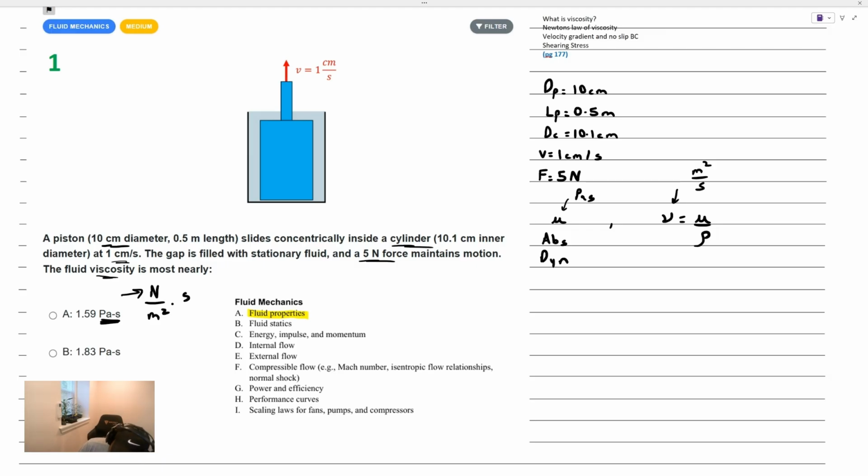Okay, so I want to go through this problem with you guys because it's going to help you review the idea of fluid properties, specifically the idea of viscosity here.